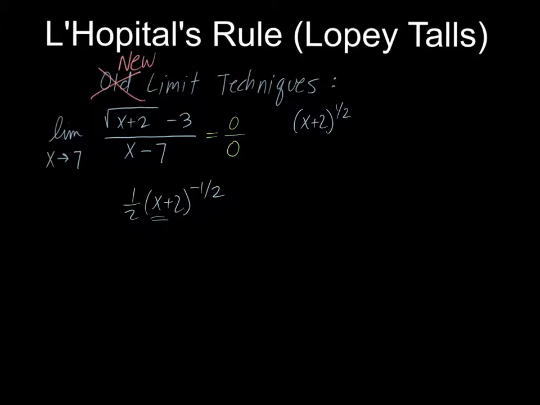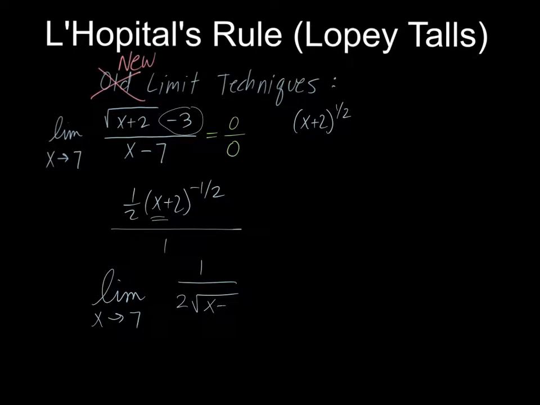So this is the derivative of the top. The derivative of negative 3 is 0. So that's the top. The bottom is just x minus 7. The derivative of that is 1. So when I take the derivative of top and bottom both, I'm going to simplify the top and make it 1 over 2 times the square root of x plus 2. And then the bottom of the fraction is 1, so I don't even really need to show that.